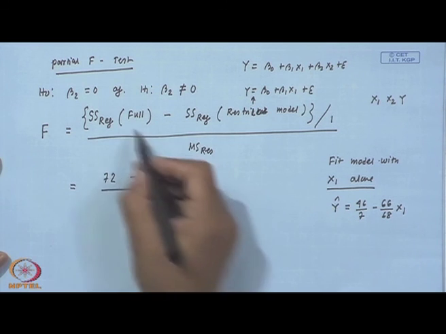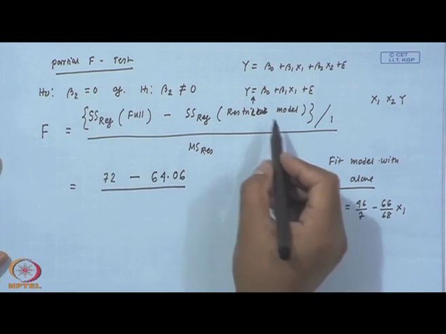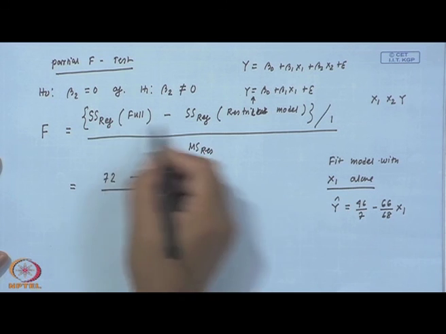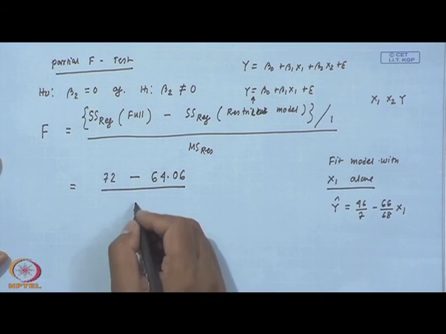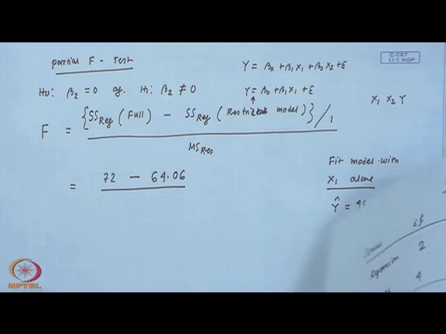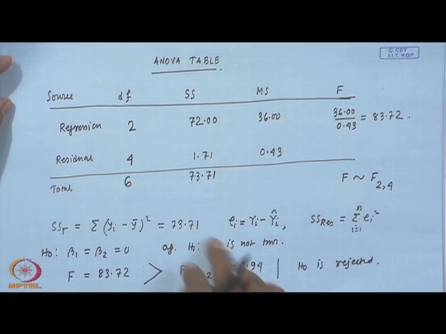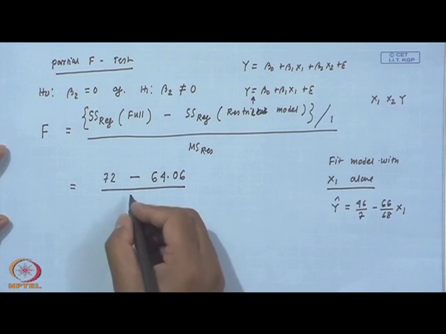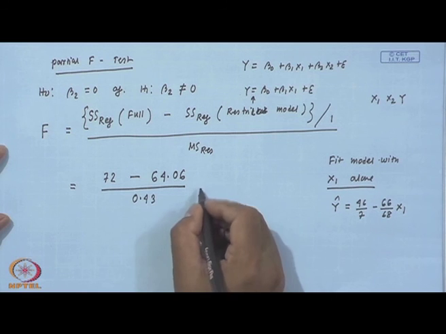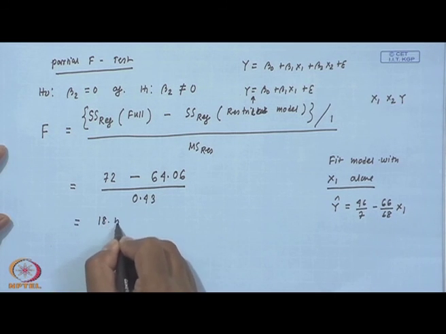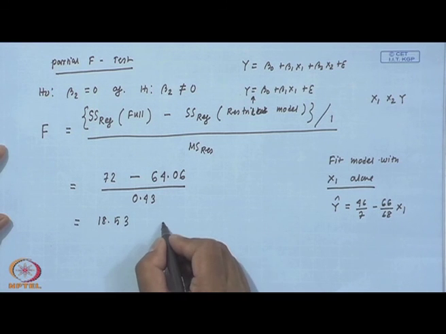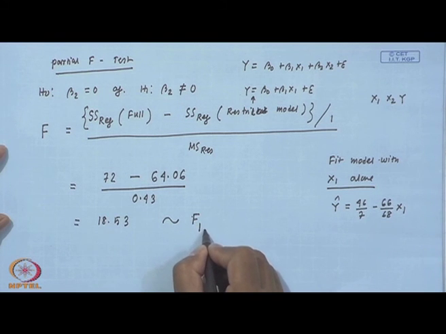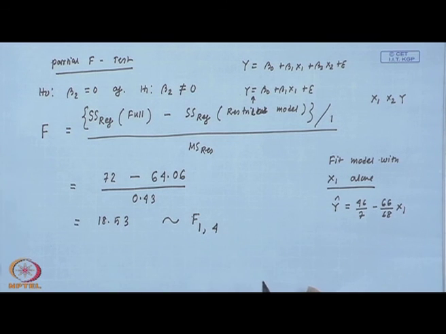Now, this has degree of freedom 2 and this has degree of freedom 1. I hope you know why that is. So, 2 minus 1 is equal to 1. So, you divide this by 1, and now the MS residual from the ANOVA table is 0.43. Okay. So, we put that the MS residual is 0.43. Well, so this one is equal to 18.53, and we know that this F statistic has degrees of freedom 1, 4. 4 is the residual degree of freedom, right.